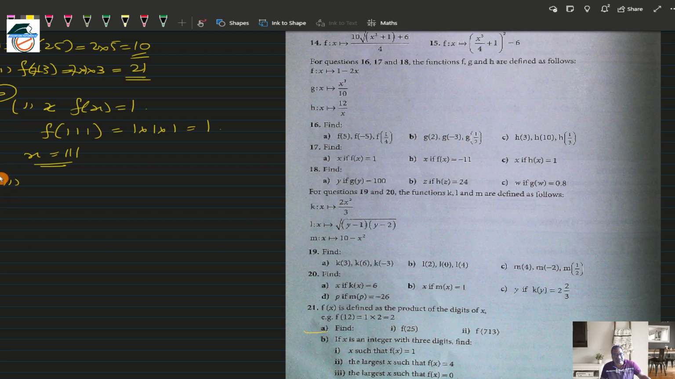Then second one is the largest x such that f of x is equal to 4, and it's a 3-digit number. So find the largest x. So largest x should be 4 1 1. If you take f of 4 1 1, it will be 4 into 1 into 1. This should be equal to 4. So your x should be equal to 4 1 1.